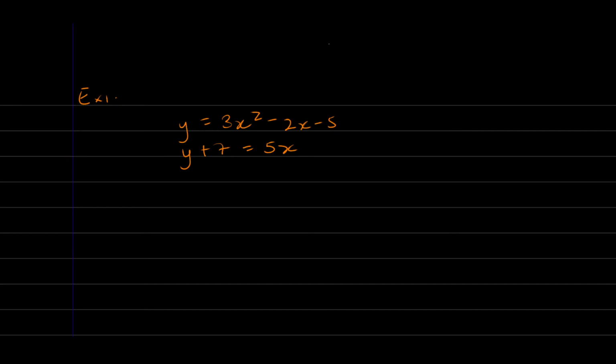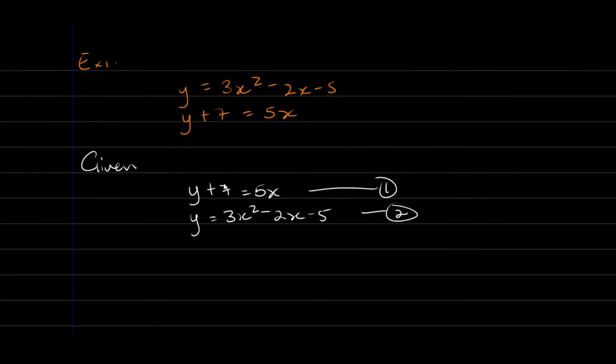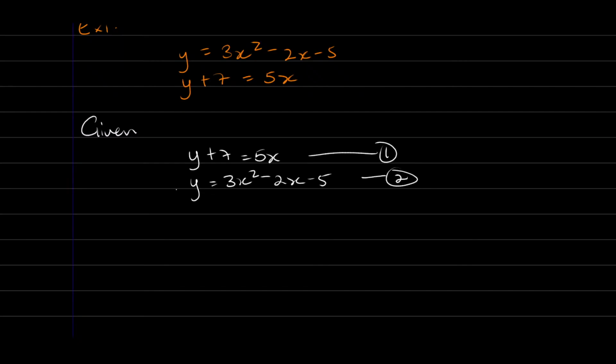All right, so this is the first question that we have to solve. Given that y plus 7 is equal to 5x, we'll call this equation number 1. And we're also given y is equal to 3x squared minus 2x minus 5. I'll call this equation number 2. And then I'm going to rewrite equation number 1 because it makes it easier. Although I can probably do something like substituting this entire thing here. All right, let's go from there.